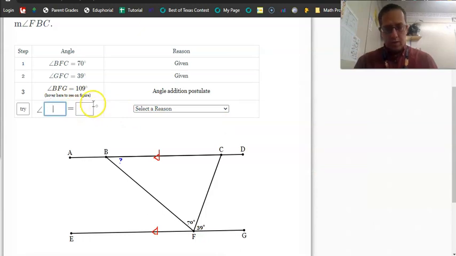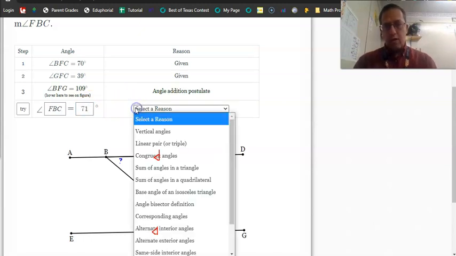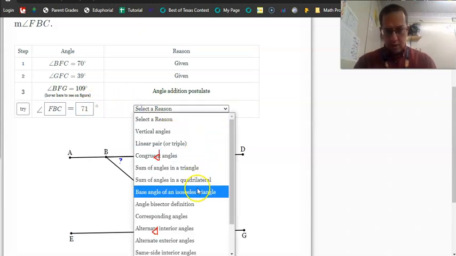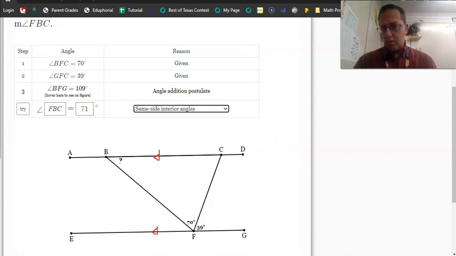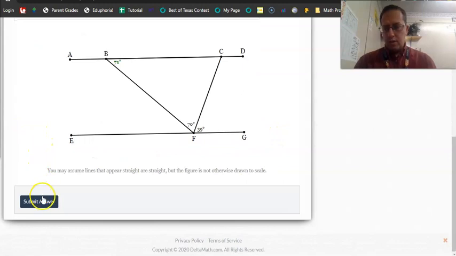So the measure of angle FBC is equal to 71 degrees. How do I know that? I know that because they are same side interior angles. You are done. Press submit.